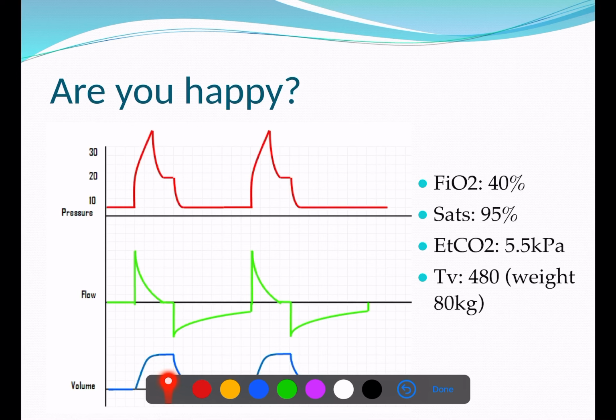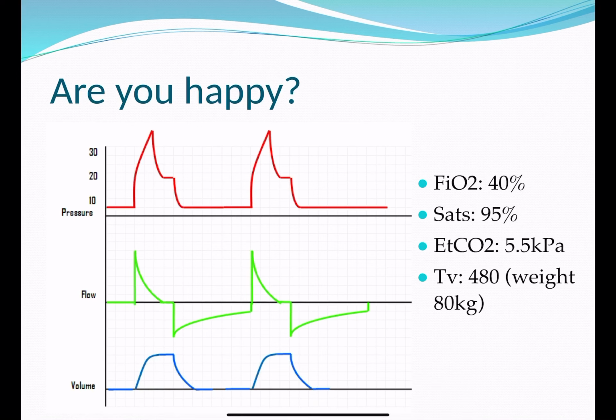So you put them on the ventilator, and these are the settings that you've done. 40% oxygen, SATs are 95%, end tidal CO2 of 5.5. They're an 80 kilo patient, and you've set a tidal volume of 480. And this is the flow time graph that you're getting. Are you happy with this?